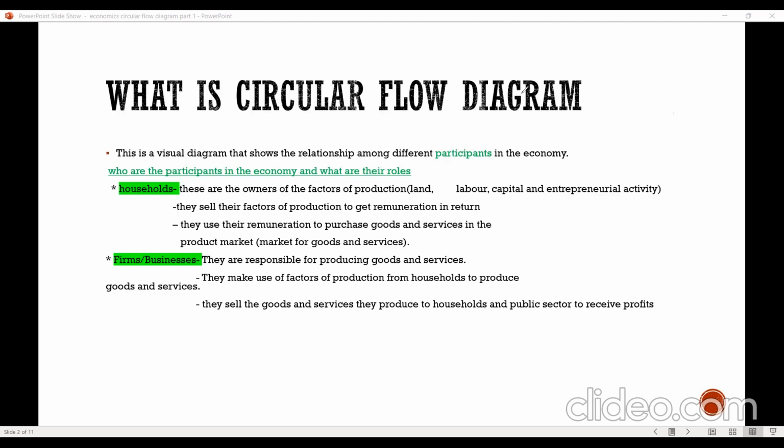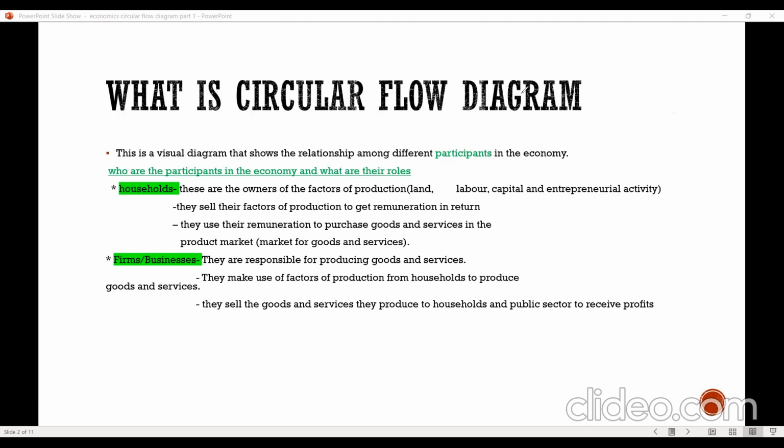Basically, that is all. Any company that seeks to make a profit, that is a firm. Any company that seeks to make a profit by manufacturing or selling products, goods and services, right? Now, what is the role of firms in the circular flow diagram? What is their role? They are responsible for producing goods and services, right?